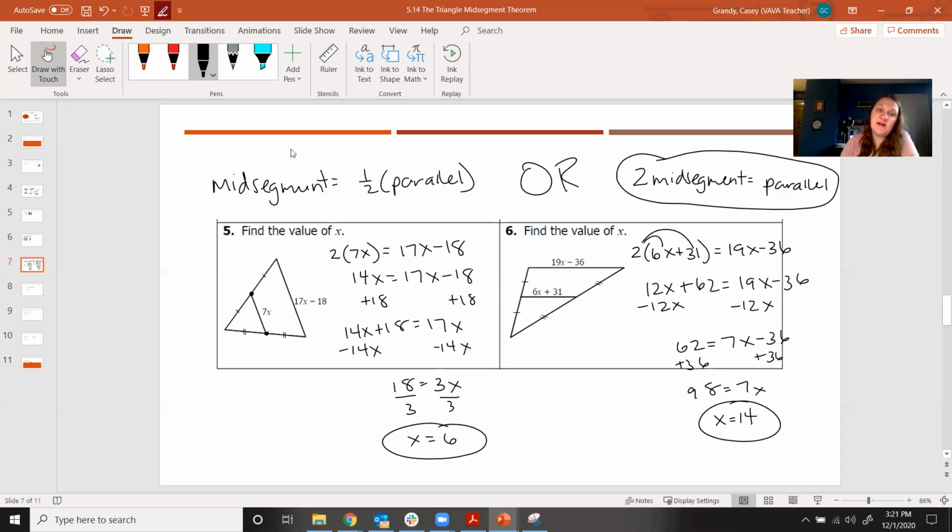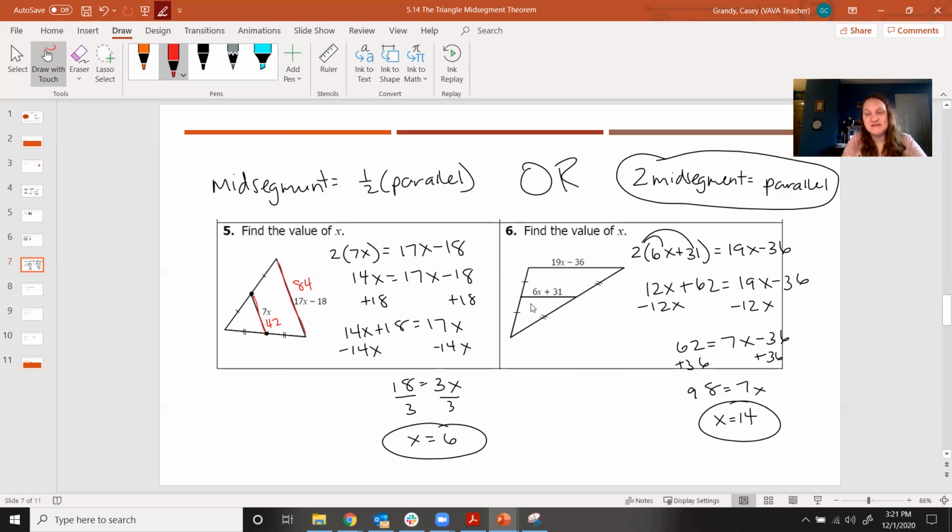What you can do is take your value of x and plug it back into the picture. So if I wanted to check over here, this would be 7 times 6. So this mid-segment would be 42. And this would be 17 times 6 minus 18. And this is 84. Is this mid-segment half the side that's parallel to? Well, 42 is half of 84, so we must have done it correctly.